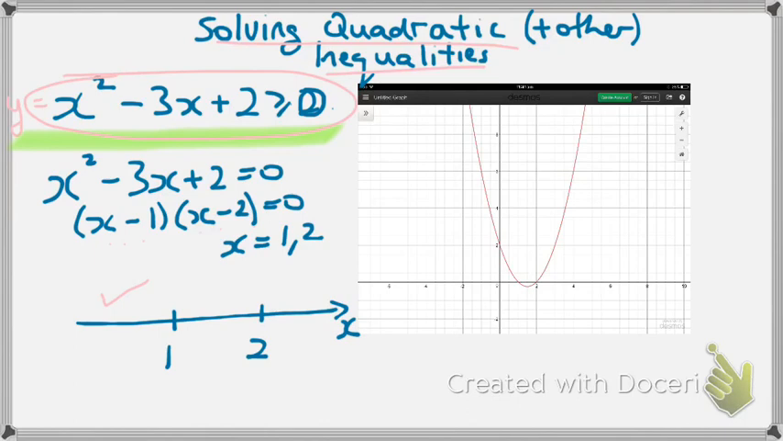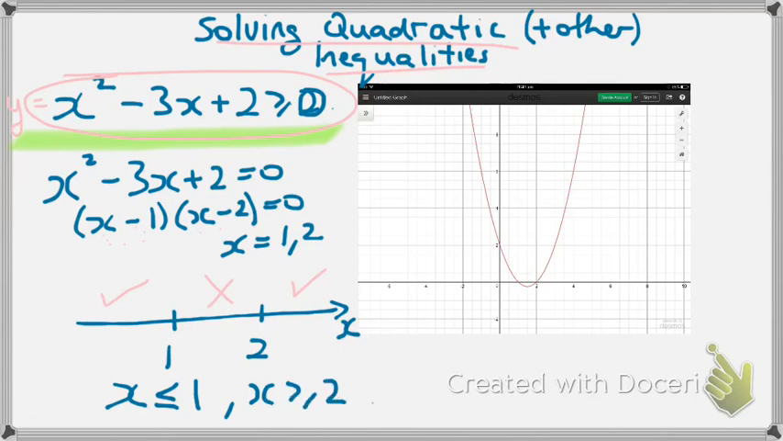And then in the middle we pick a number, 1.5, so 1.5 minus 1 is positive 1/2, times 1.5 minus 2, which is negative 1/2, that's a negative number. Doesn't work. Pick a number over here, 3, so that gives me 2 times 1, which is positive, works. And that tells me that the solution is everything to the left of 1, everything to the right of 2.